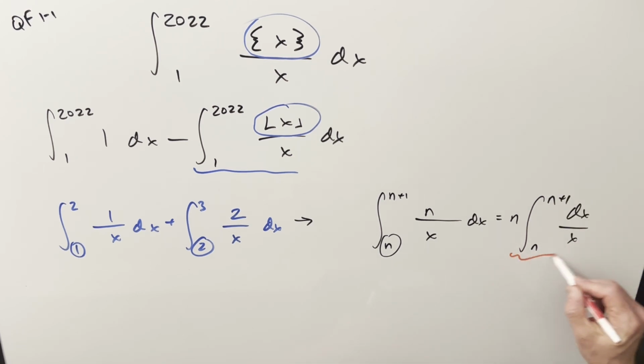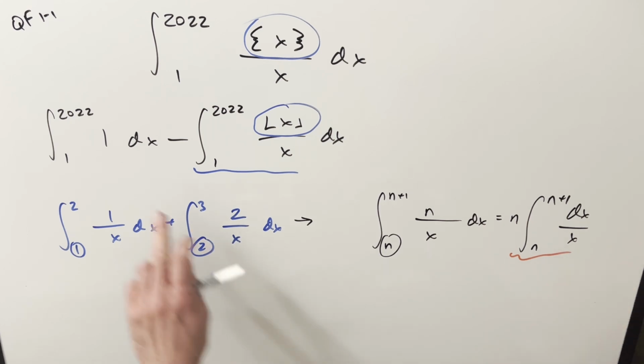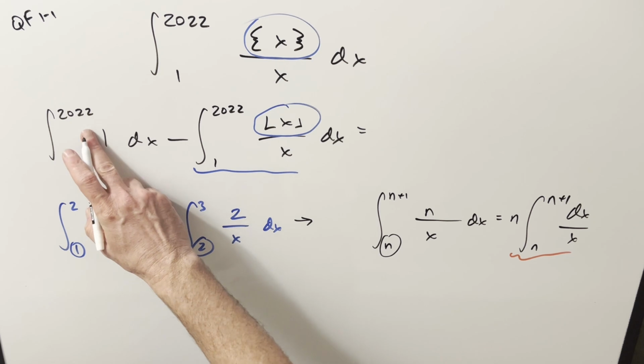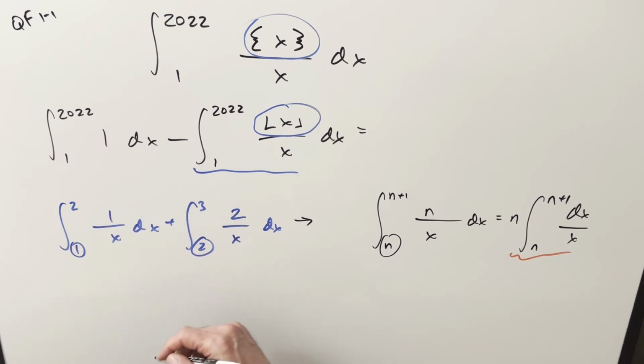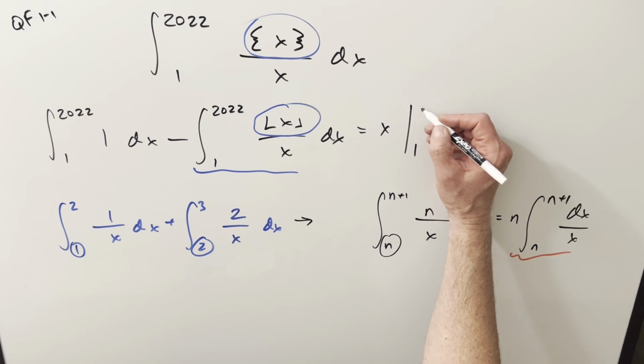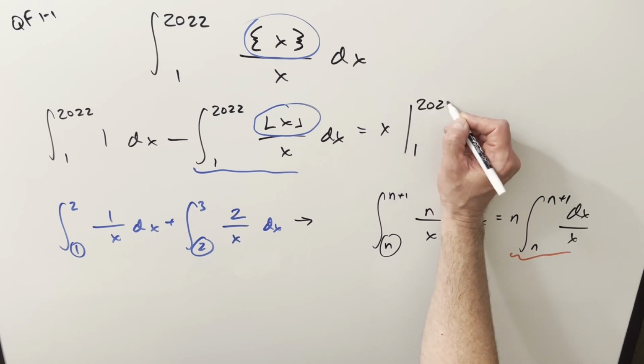So using this, let's get back to our problem here. Of course, I can integrate 1. When we do that, we just get x evaluated from 1 to 2022. I'll write it out here. We'll have x from 1 to 2022.